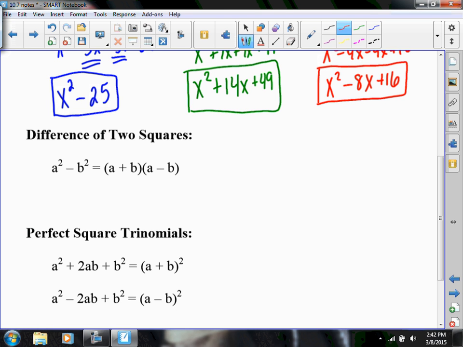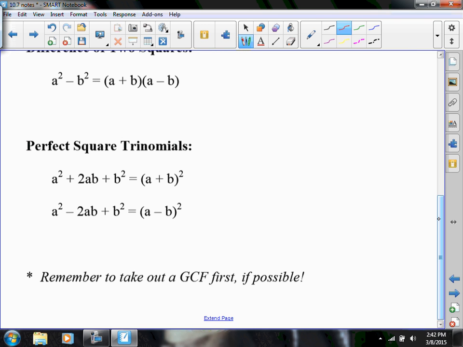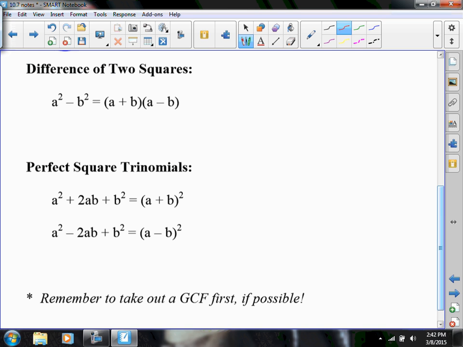Now that's probably a little bit more difficult to see. So we can still use our taking out a GCF, and we can use our guess and check, we can use our box method, we can still use all of those strategies to help us factor these two patterns or three patterns, depending on how you want to think about it.